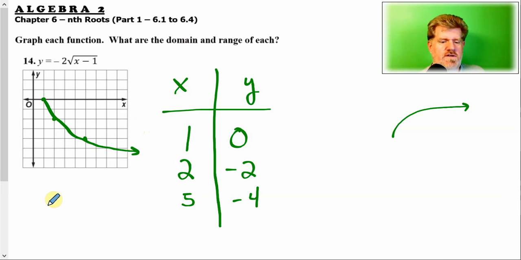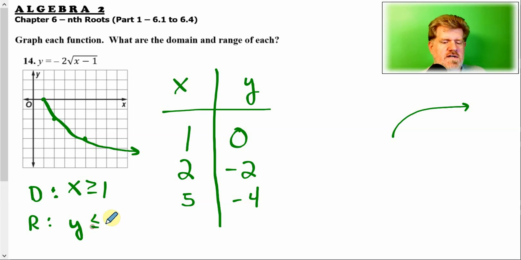All right, domain and range. See how, where do the x's start from? They start at 1, and they go on forever that way. The range, the y values, remember they start here at 0, but then they go down forever. So y has to be less than or equal to 0. That's your domain and range.